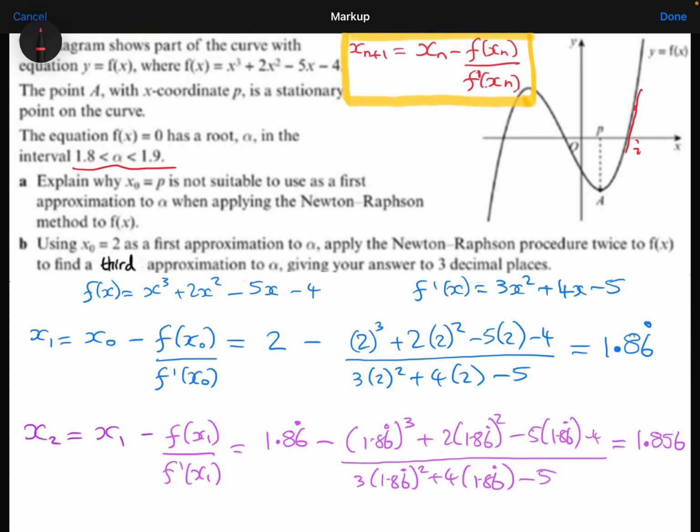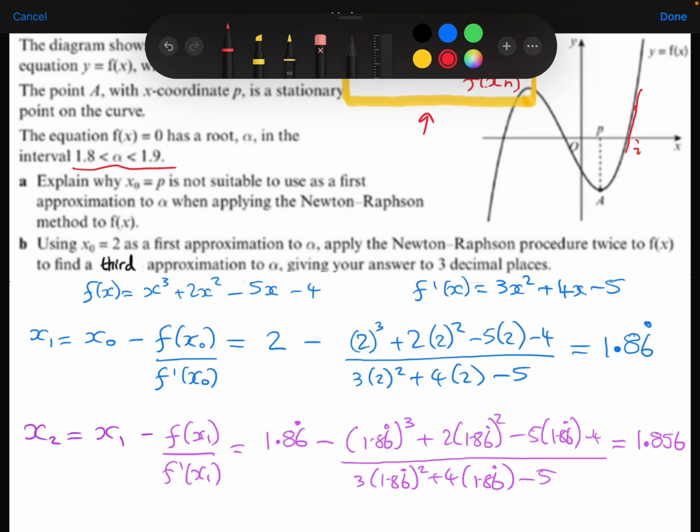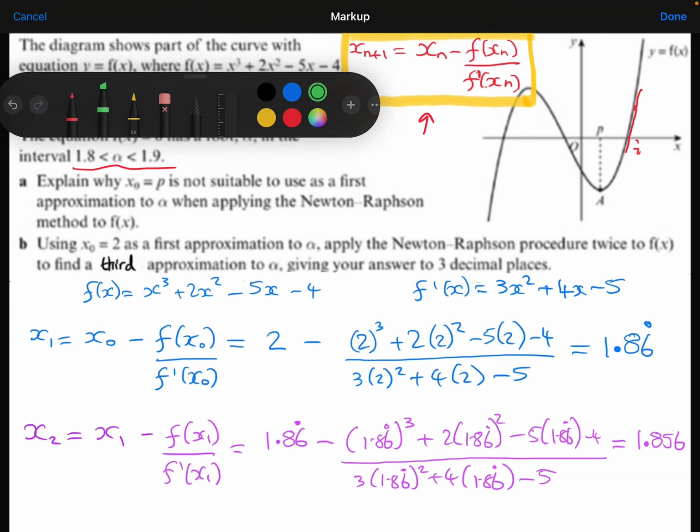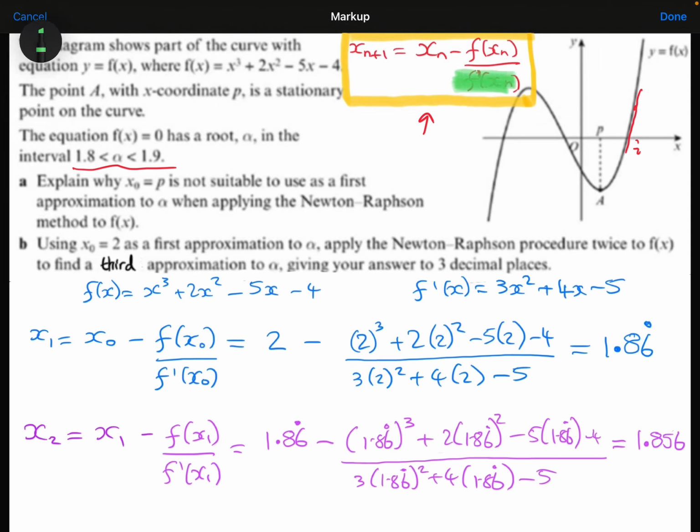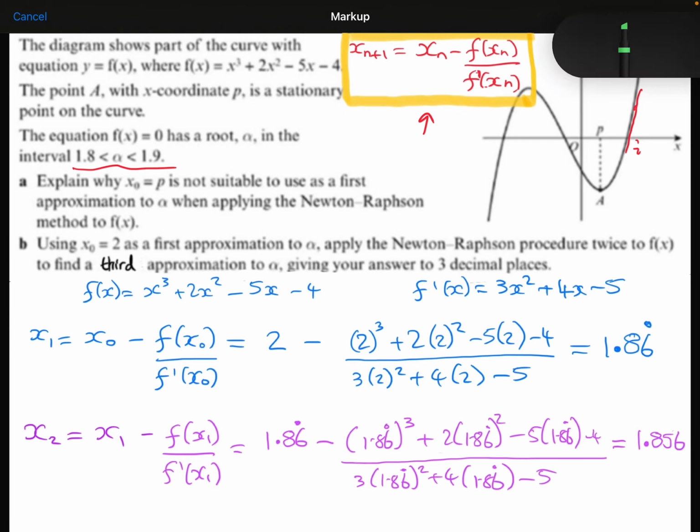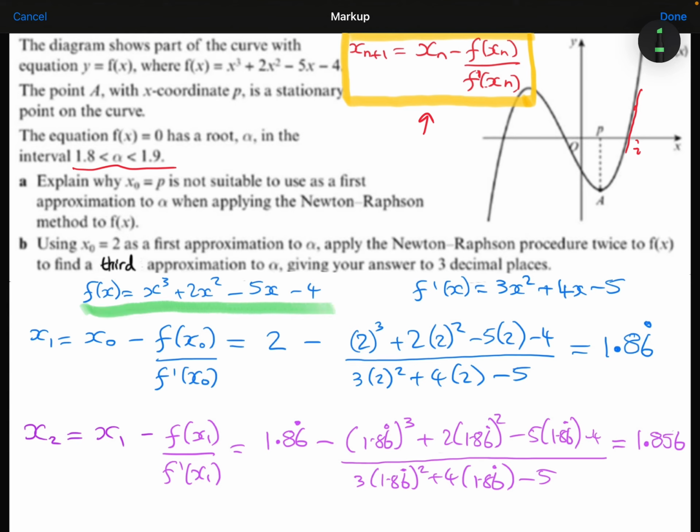So I'm using Newton-Raphson to do this. Now, because I need to have the gradient function, the Newton-Raphson formula involves dividing by the gradient function. So because of that, I need to differentiate. Here is the original function, just copied out from here, and here I have differentiated it. Applying Newton-Raphson for the first time, it would be x1 equals x0 minus f of x0 divided by f dash of x0.